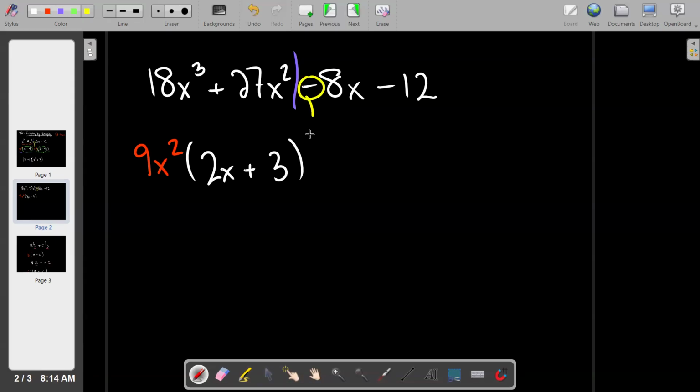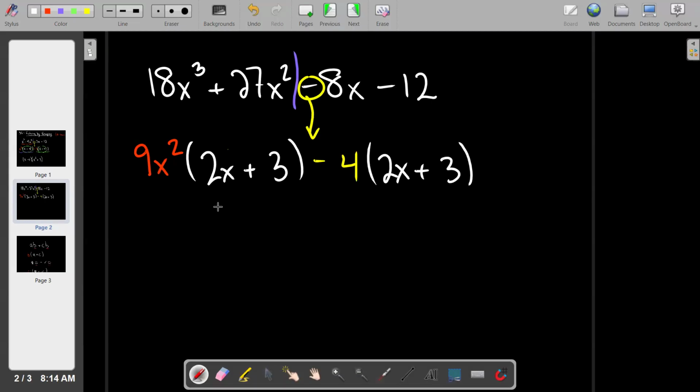Minus. And what can you get out of 8x and 12? 4. Leaving behind what? 2x. Change the sign. 3. Notice I don't say plus or minus. I try to keep saying change the sign so that you remember that pluses become minuses, minuses become pluses. Let's generalize it and just say change the sign, change the sign, change the sign.